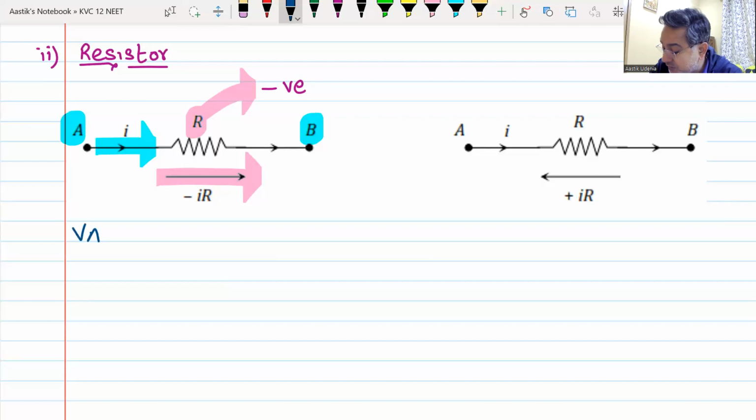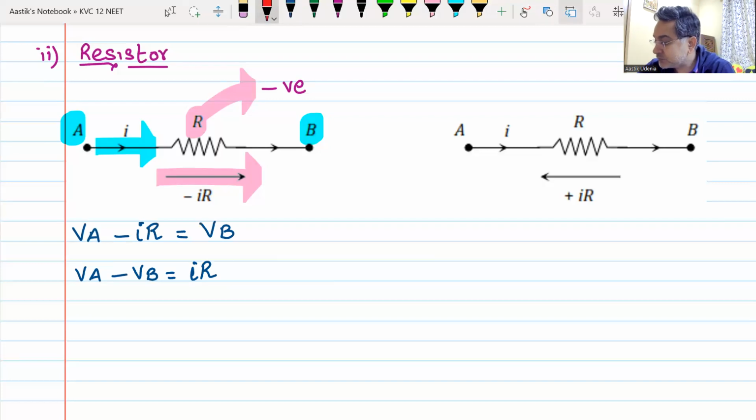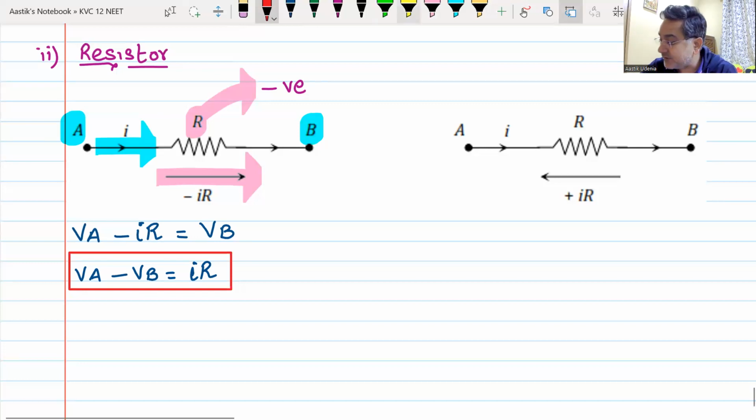So I start from point A, VA. I move in the direction of current, minus I into R, is equal to VB. I can write VA minus VB is equal to I into R. Do we understand this, or has this gone above what I'm saying? Understood, sir. Why were you not able to give me the answer, sir?